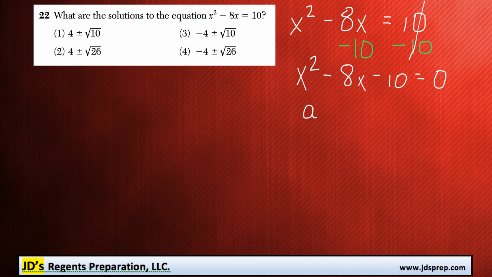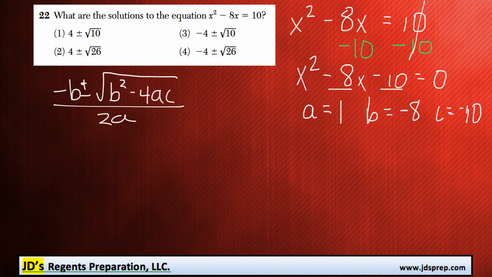So in this situation, our a value is 1 because that's the coefficient in front of our x squared. b is going to be negative 8 because that's the coefficient here. And our c value will be negative 10. Of course, they're negative because they're being subtracted.